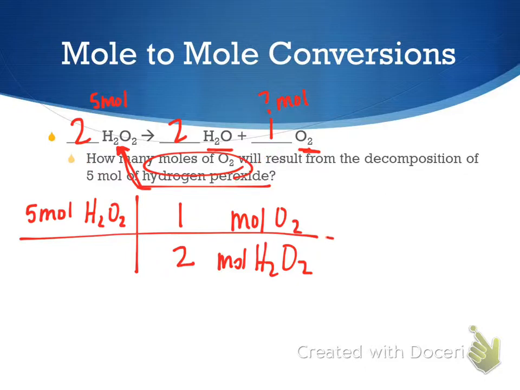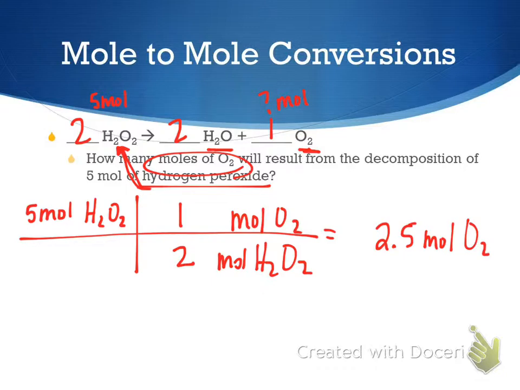Okay, so we multiply across the whole top, divide by the whole bottom, and we get 2.5 moles of O2. It's really easy to see when you have these nice, easy numbers. It's when we get more realistic numbers that it can be a little more difficult to see. Doesn't matter if it's a fraction. I don't like fractions. I just like decimal places.